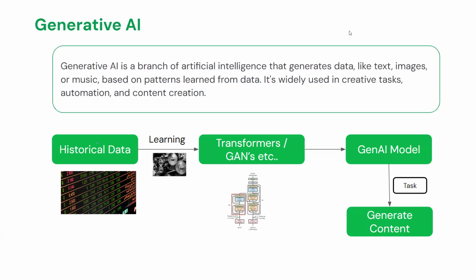If you see this, this is an architecture of a transformer. I'll come to that slowly. But now, when these models learn from this historical data, whenever you say GenAI model or generative AI model, it means that the task is different here. The task is not just prediction; it is to generate content. Generate content. That is the main task here.